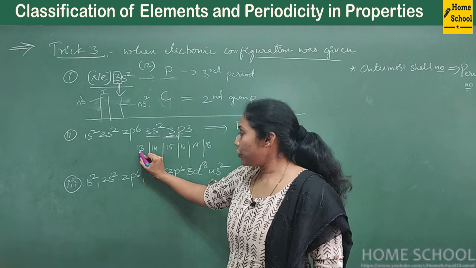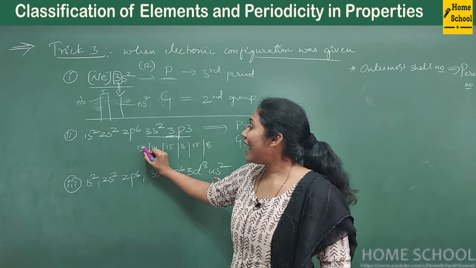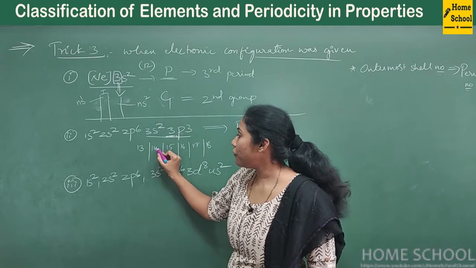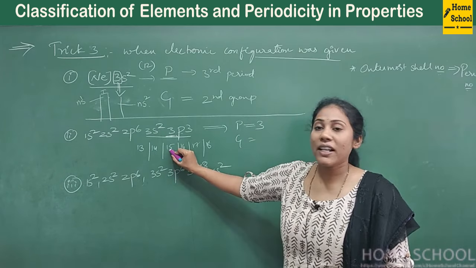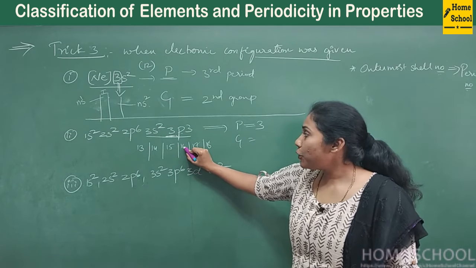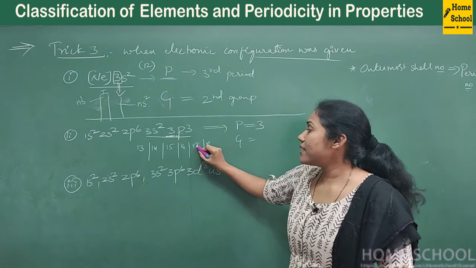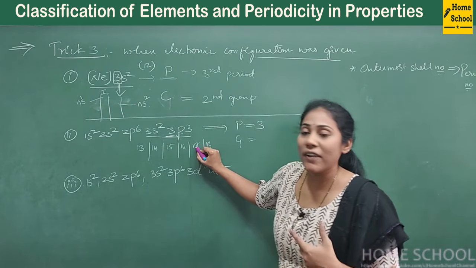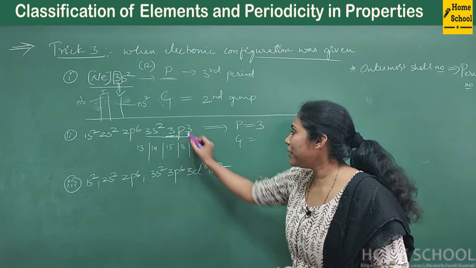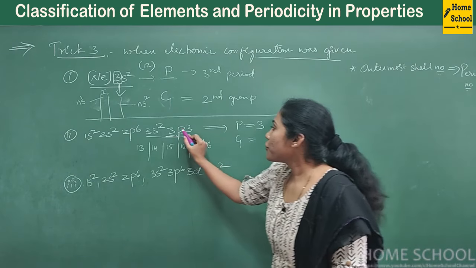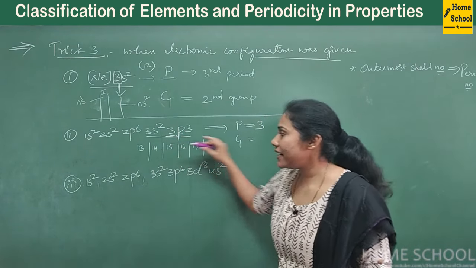So in the 13th group, all elements will have 1 electron in the p orbital. 14th group elements will have 2 electrons. 15th group elements will have 3 electrons. 16th group will have 4 electrons. 17th group elements will have 5 electrons. And 18th group elements will have 6 electrons. The p orbital capacity is 6, no? So from 1 to 6, the electrons get filled up.